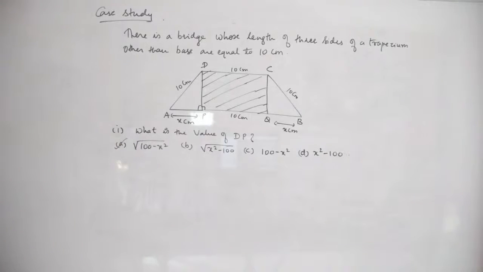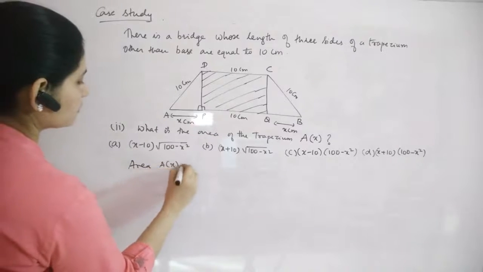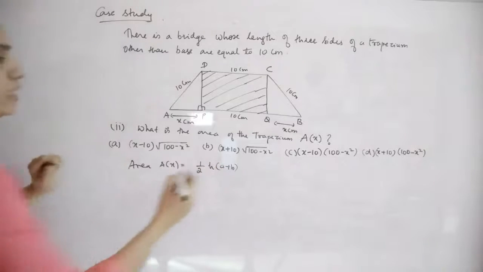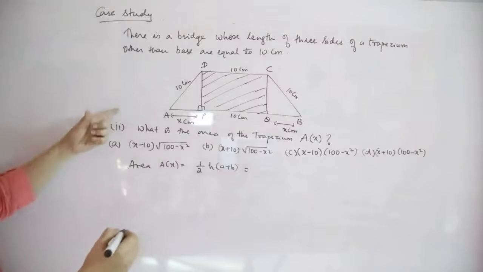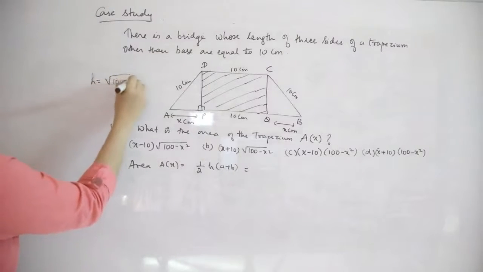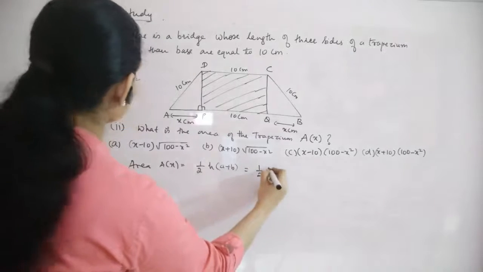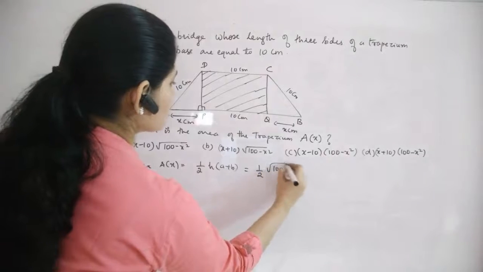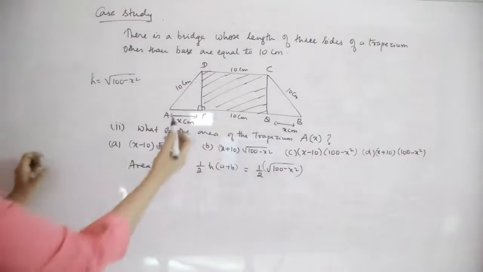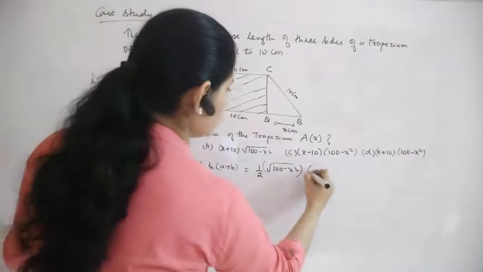Okay. So in order to get the area of the trapezium, it is half into h into a plus b. Now what is h? You have already found it in the first subdivision, where you got h as root of 100 minus x square. So half into, instead of h, you will get root of 100 minus x square, into a plus b, which we have already discussed. Here this is 10 plus 2x, here you have 10. Yes, it is option B.